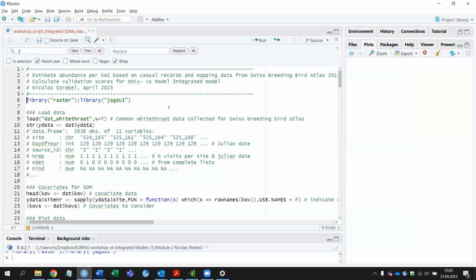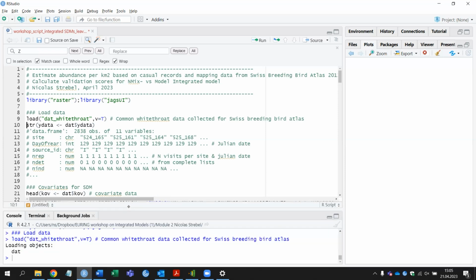So first I load the library raster just for plotting, and the analysis will be run with JAX UI. I load the data. Data is similar to what Marc has shown before. We have several sites. Data comes from different days of the year, Julian date. Two different data sources. One is count data and the other is detection, non-detection data. Spatially, we have some overlaps. So some sites with count data also were visited by people that just made checklists.